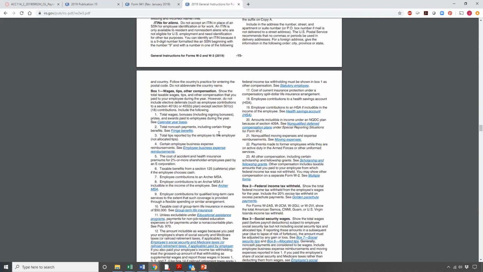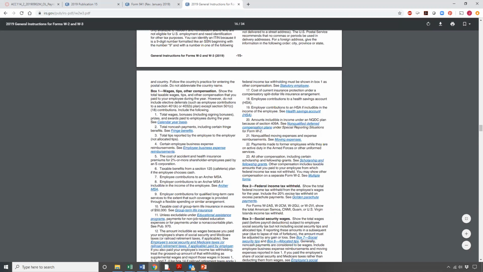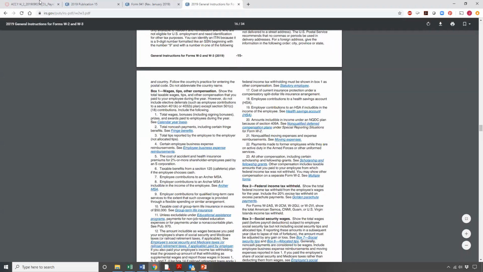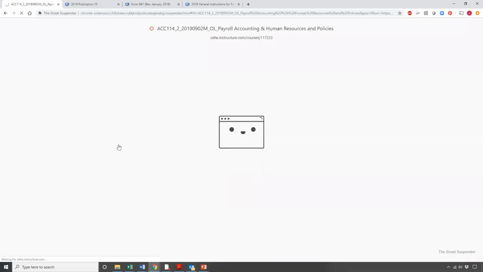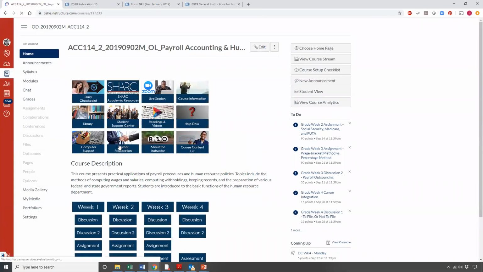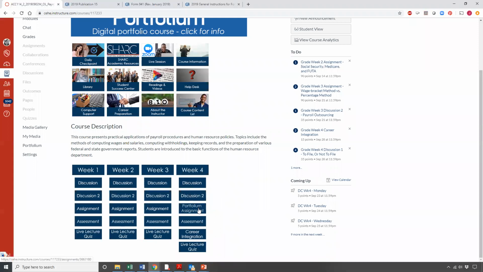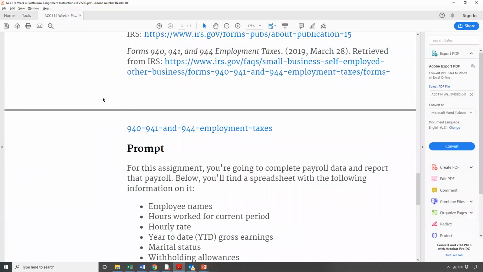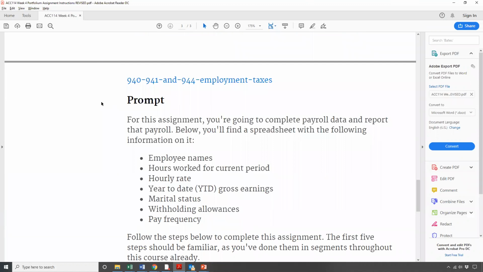Okay, so let's go ahead and I'm going to take a look at your homework assignment. Your week 4 portfolio assignment, make sure you're logged onto your portfolio. I just made a copy of it here so we can take a look at it. So there's lots of pieces that are going into this homework assignment.